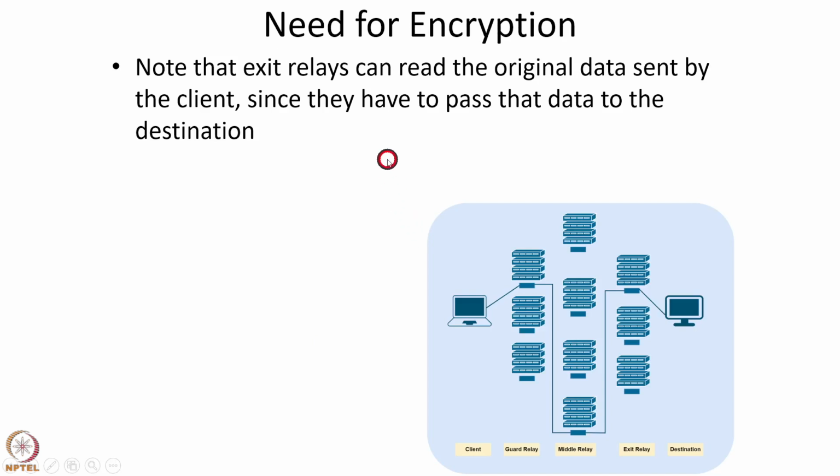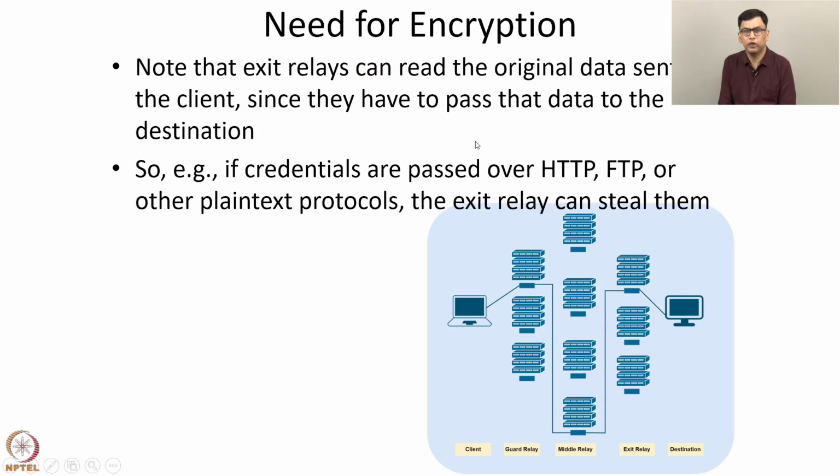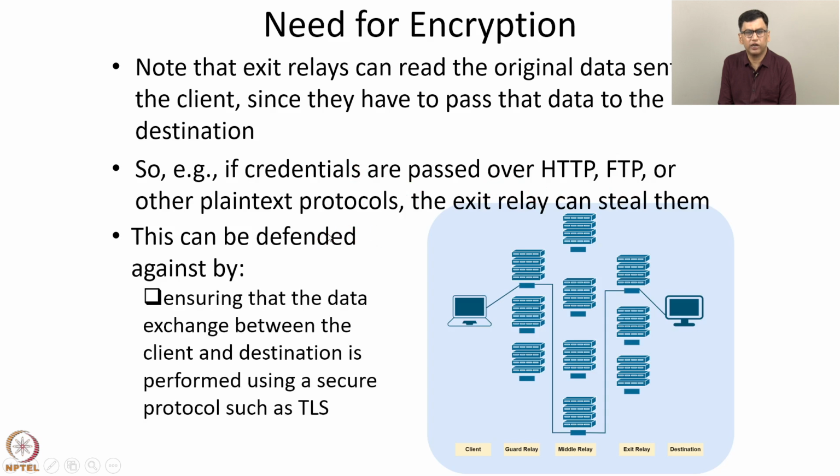So note that exit relays can read the original data that is sent by the client because they have to pass that data to the destination. So if credentials are passed over HTTP, FTP or other plaintext protocols, then the exit relay can steal these credentials. So this can be defended against by ensuring that the data exchange between the client and the destination is performed using a secure protocol such as TLS. If TLS is used to encrypt the information, then even the exit relay is not able to read that information.